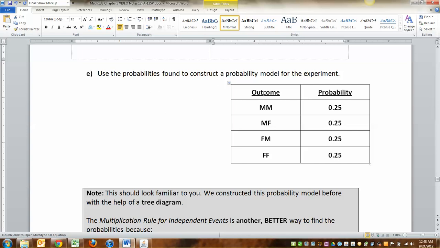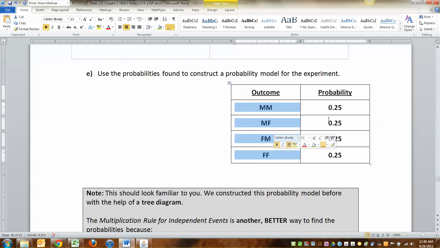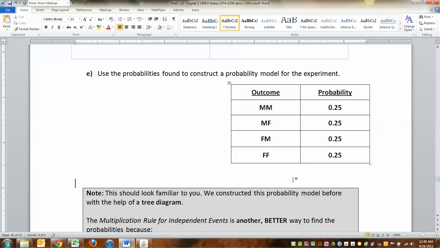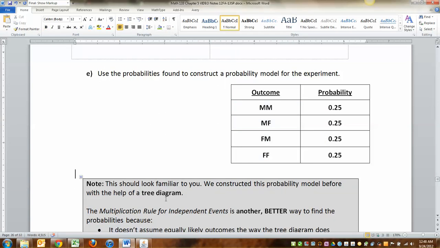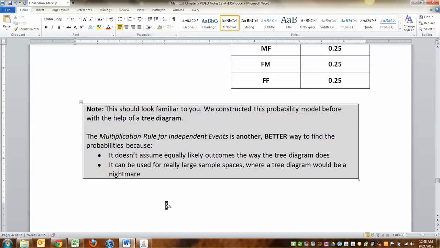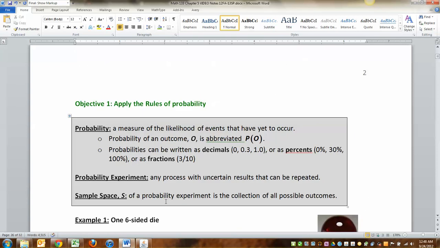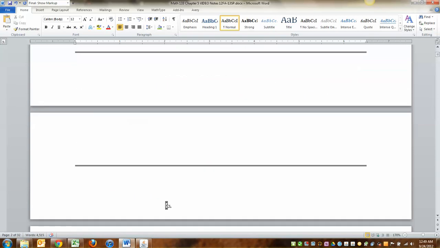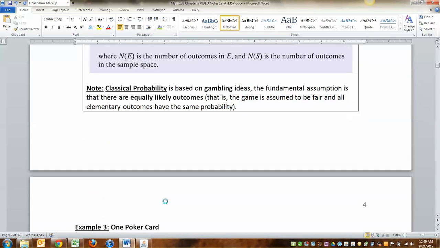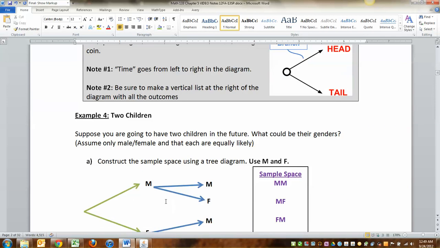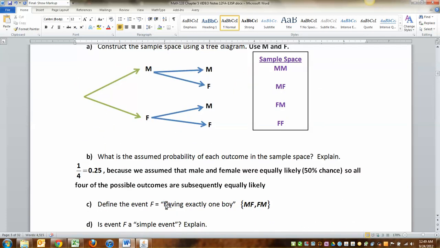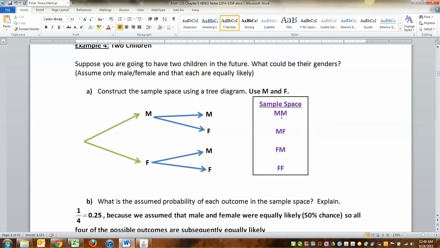So I made a probability distribution for it, right? So male, female, there's the outcomes. Here are the probabilities. And I noted right here, this should look very familiar to you. We already made this. Matter of fact, I will go back and find it. Let's see, where was it? One die, one card. There it is, 2 kids. Look at that. There it is. Male, male, male, female, and so on.